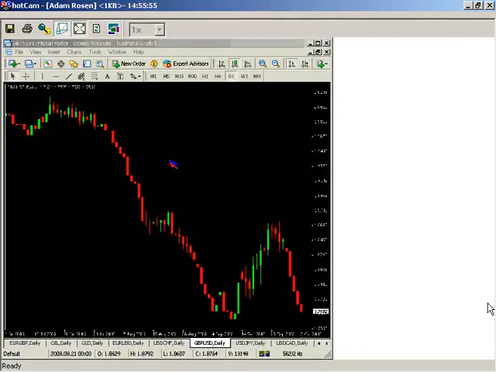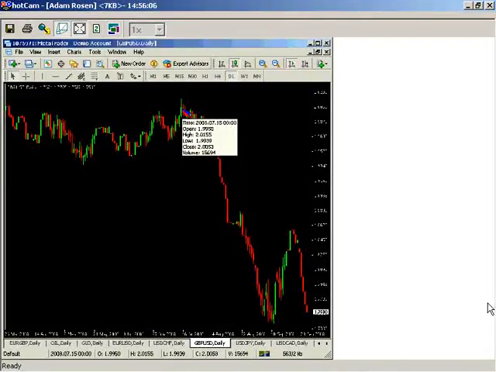Just like the euro dollar, it has come down a lot. We have really come off of highs, very significant highs. 201.55, just above double parity. That was July 15th of this year.